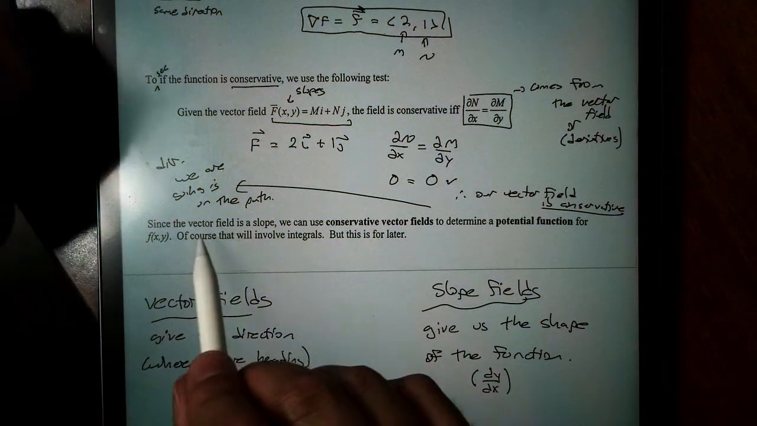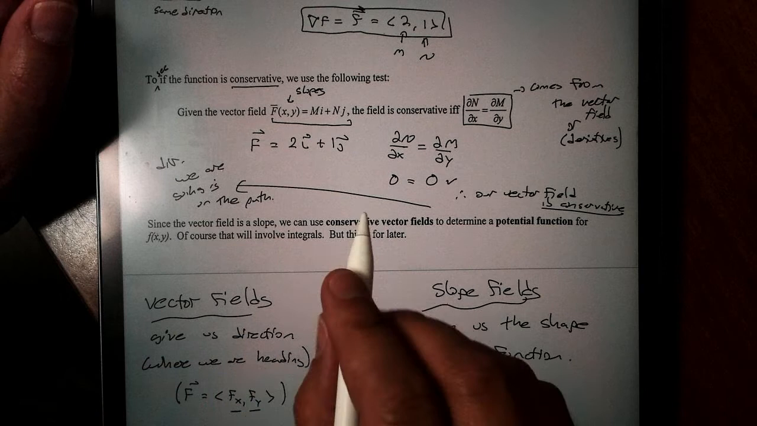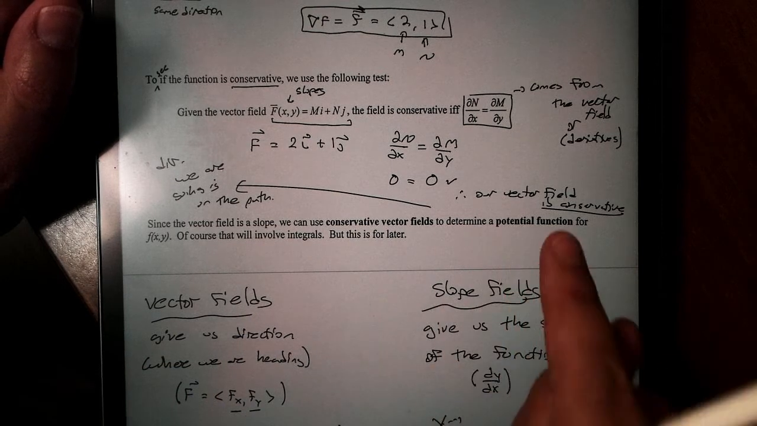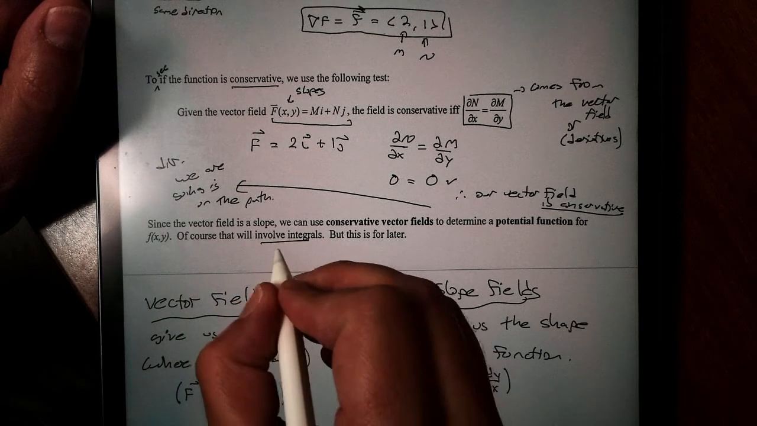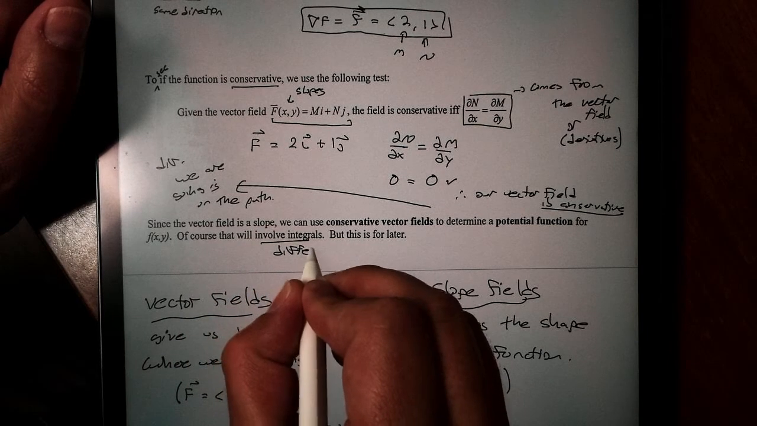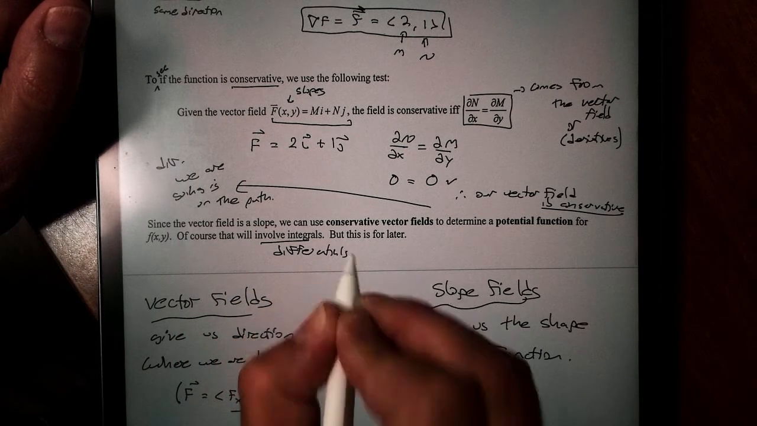So since the vector field is a slope, we can use conservative vector fields to find a potential function. Of course, this is going to involve integrals. Like I said, this is our differentials from last year. But we'll talk about that later.